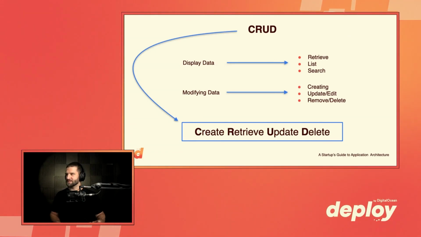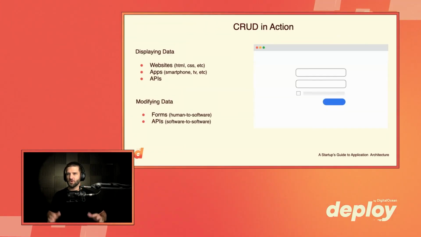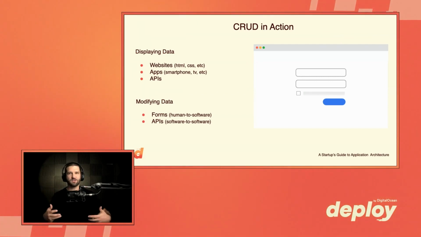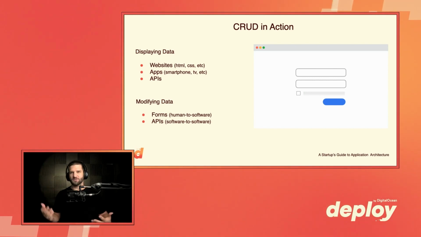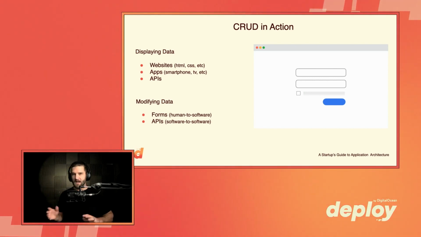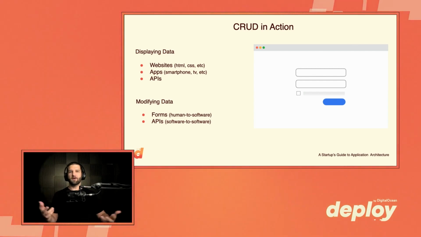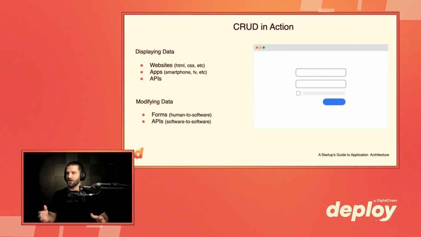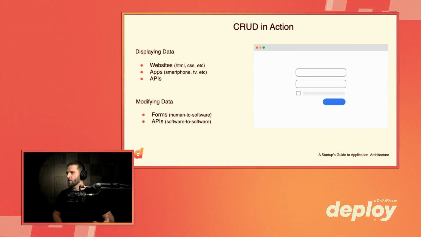We see this all the time and all over the place, right? So we see it on websites when we're displaying the data. That's likely an action of CRUD or a type of CRUD. In our applications, we also see that as well. Now, when it comes to modifying data, there are really two primary ways. As humans, we use those forms, those HTML forms. Software, on the other hand, uses APIs. That's how software does CRUD most of the time.